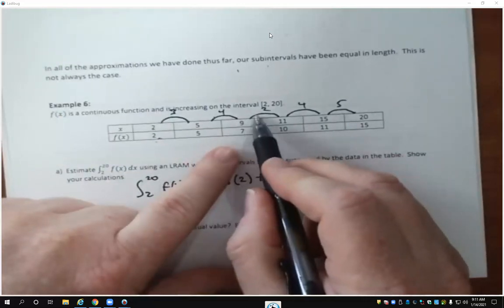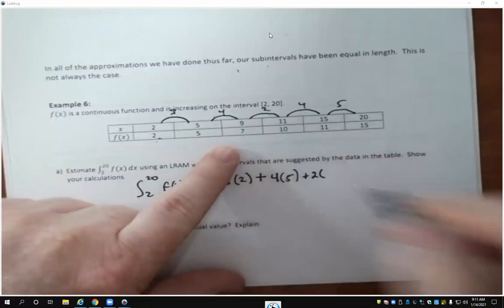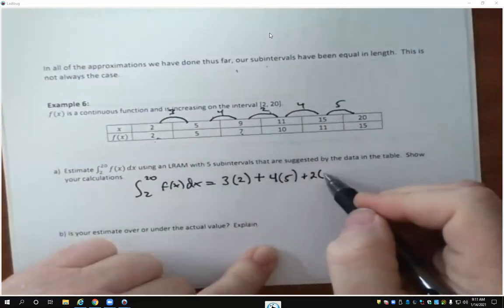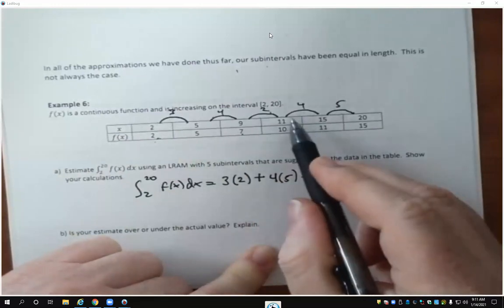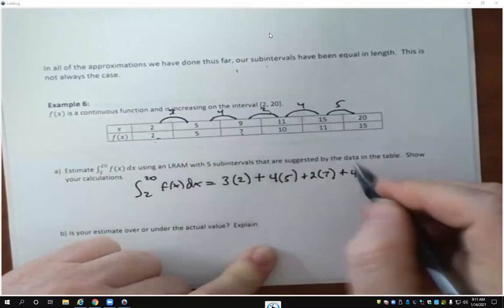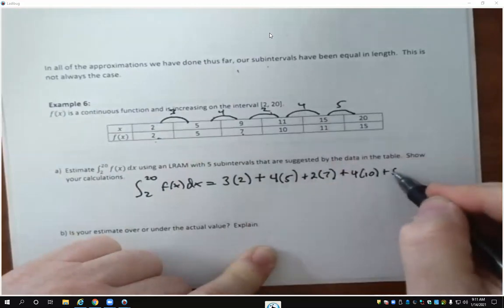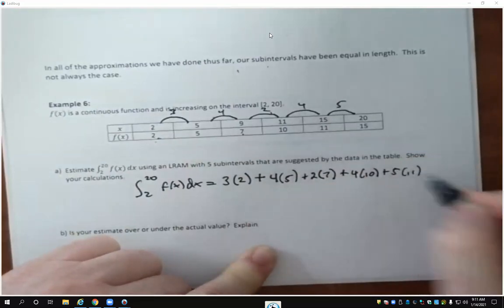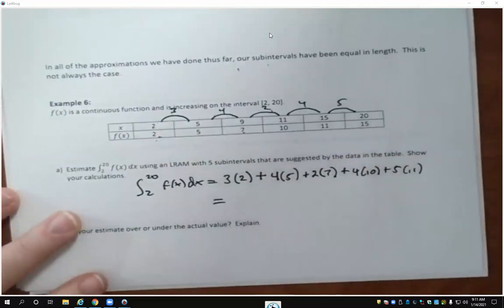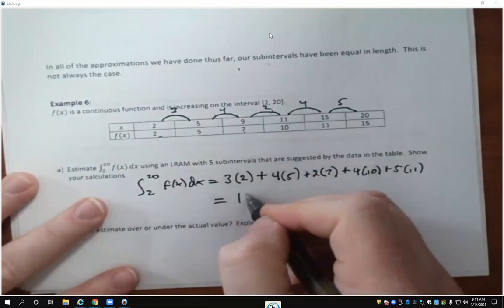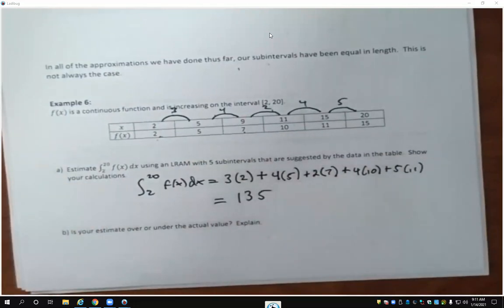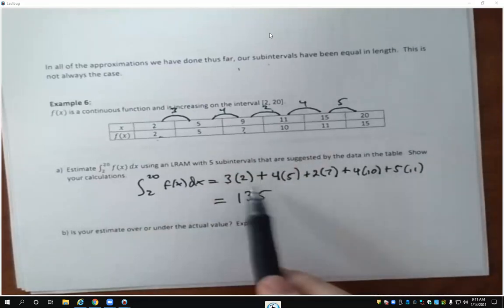All right. The next rectangle has a base of 2 and using the left number times 7. The next rectangle is a base of 4 times 10. And then the last one is a base of 5 times 11. We're going to skip all the mumbo jumbo, and I'm just going to tell you this is 135. All right, any questions on where I got any of my bases or any of my y values?